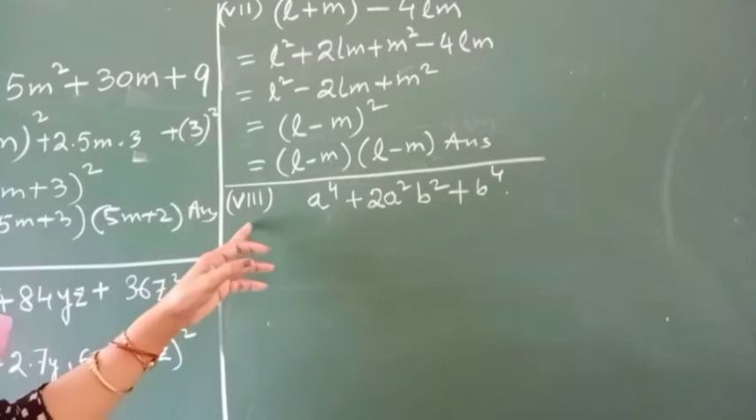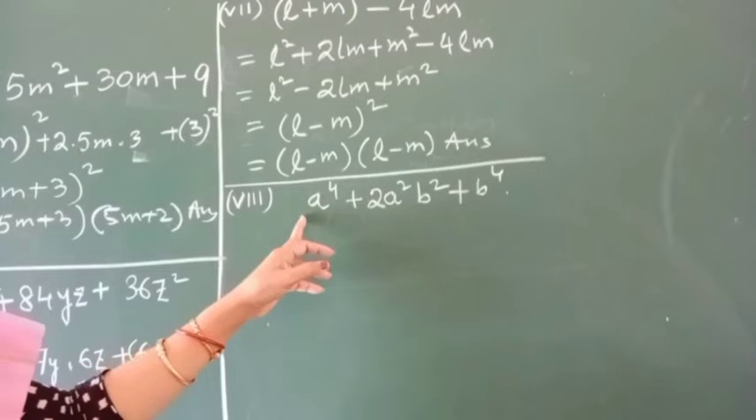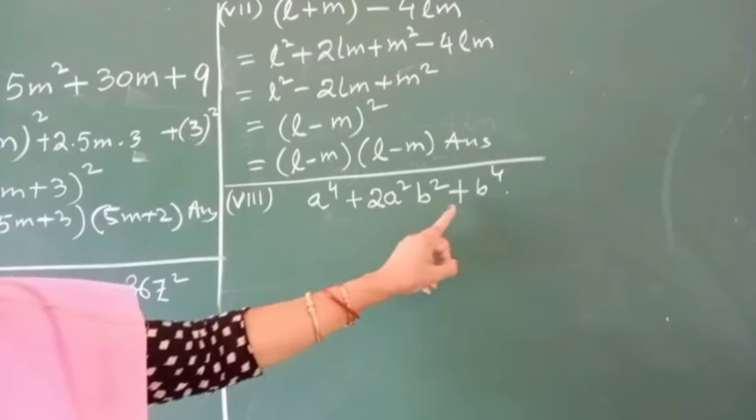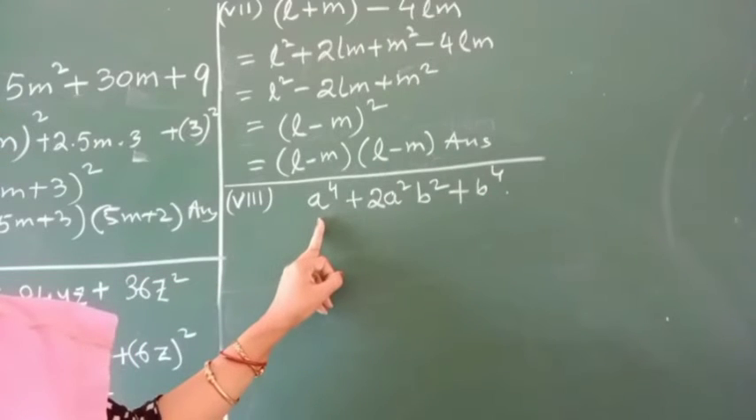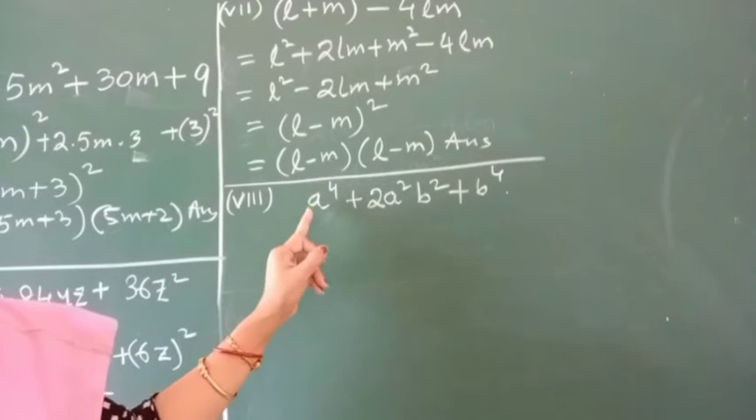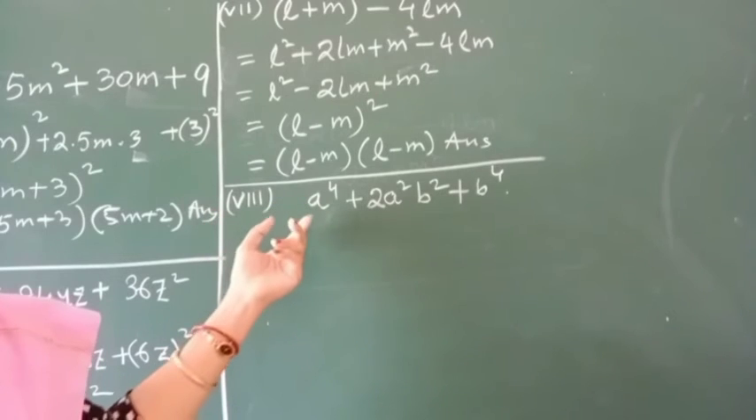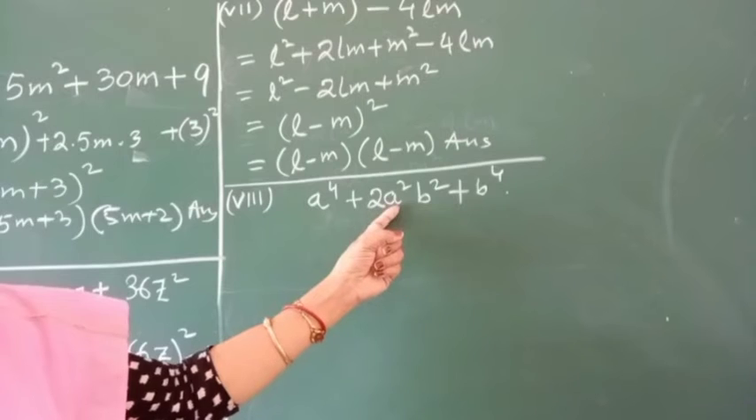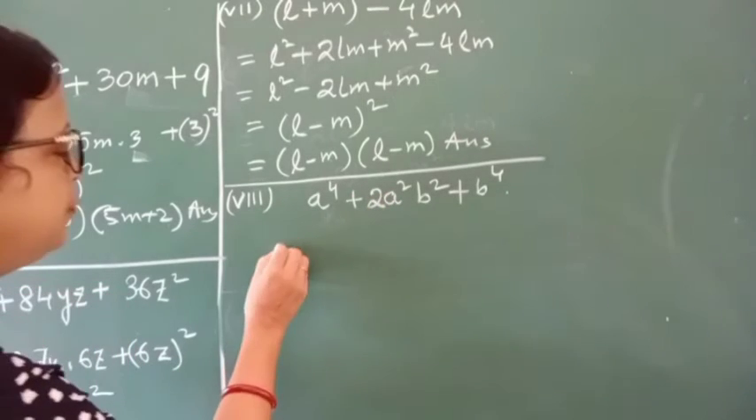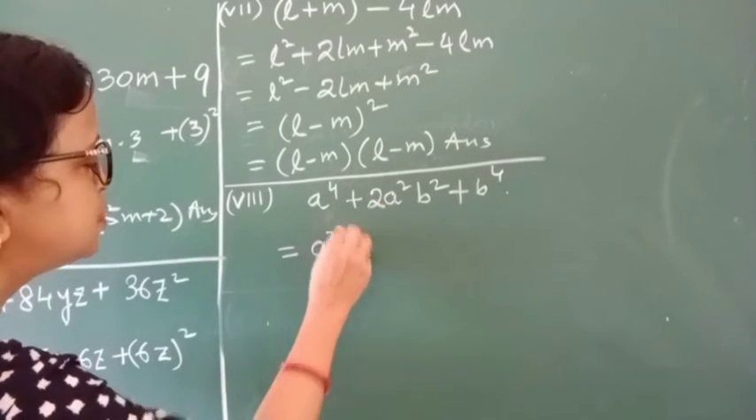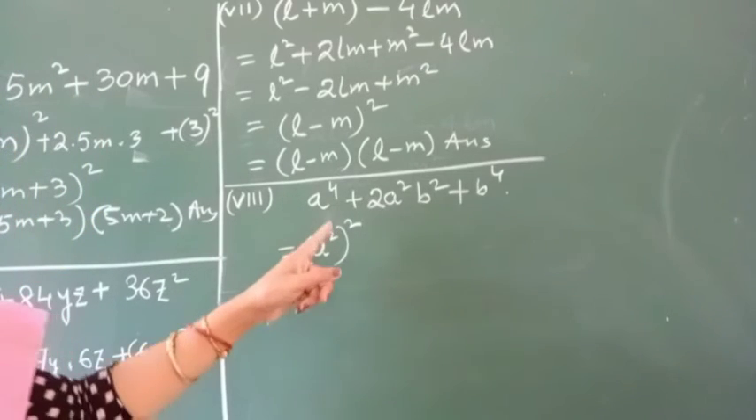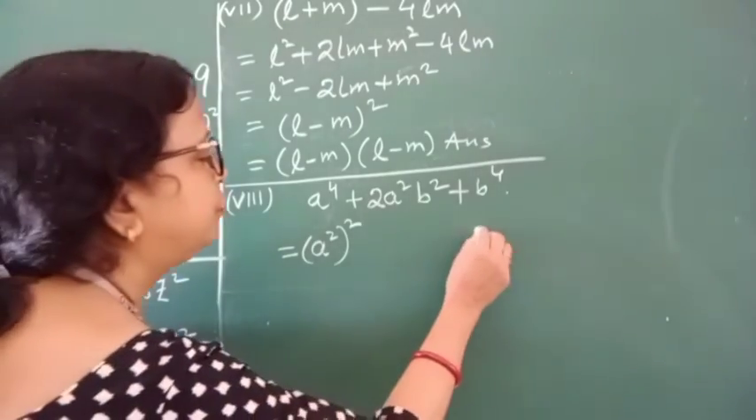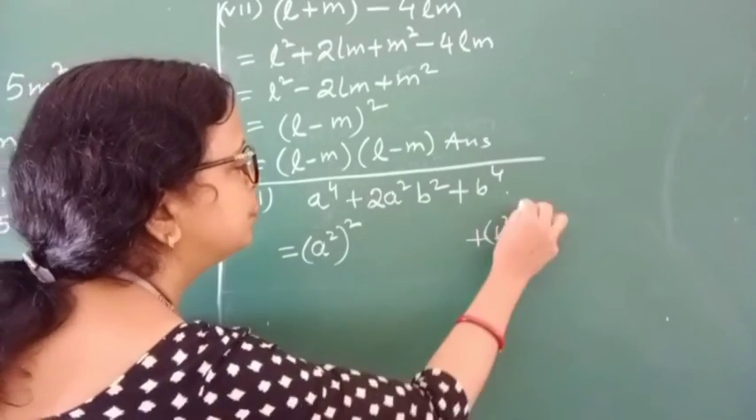Now last sum of question number 1. Question number 8. A to the power 4 plus 2a square b square plus b to the power 4. This is also square number. You can say that, ma'am, it is a to the power 4. Why you are telling that it is square number? But look at this portion, a square. Now our a is a square. So if I express it in this way, can I write a to the power 4 means a square whole square? Similarly, b to the power 4 is also b square whole square.